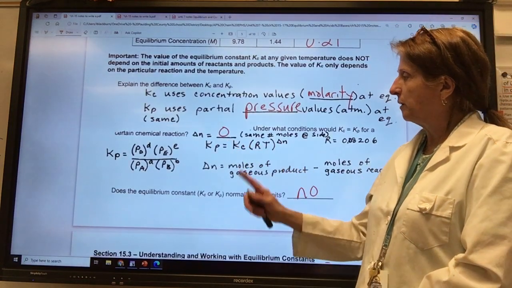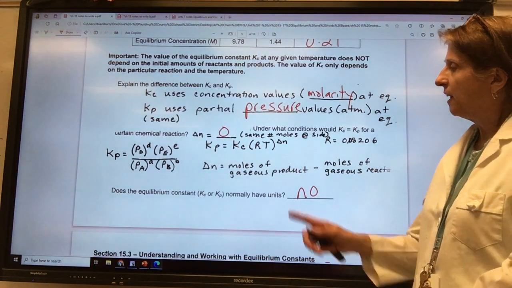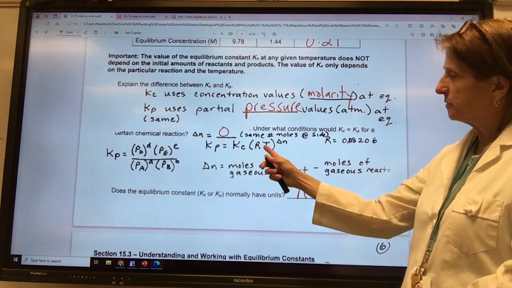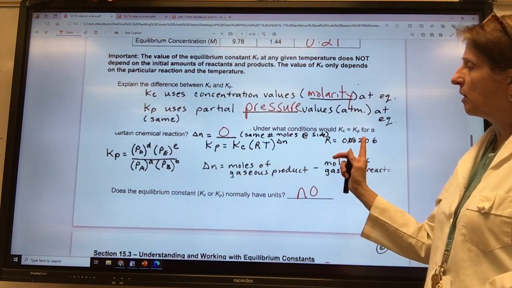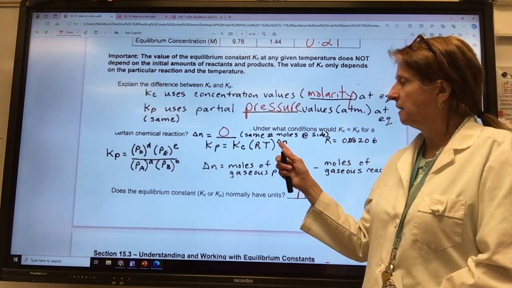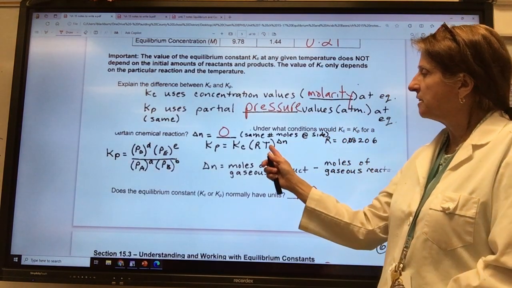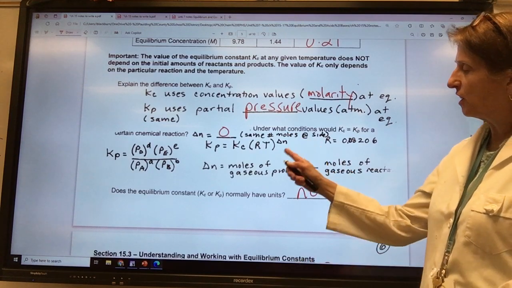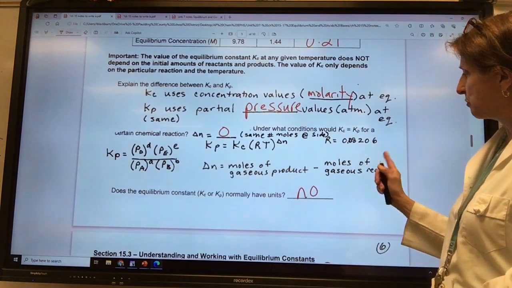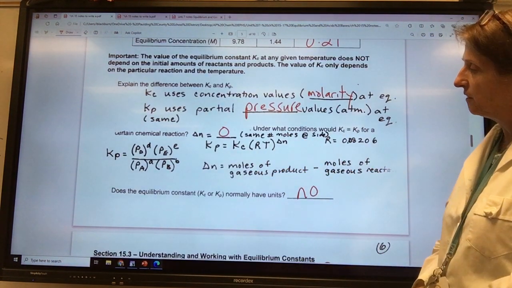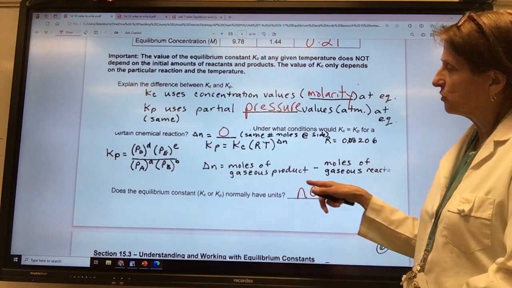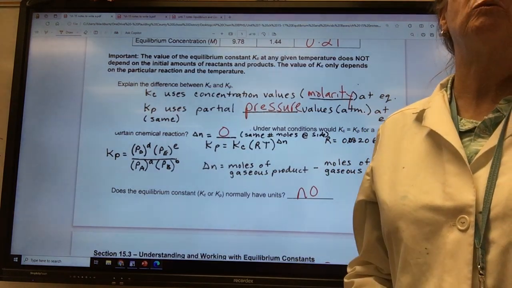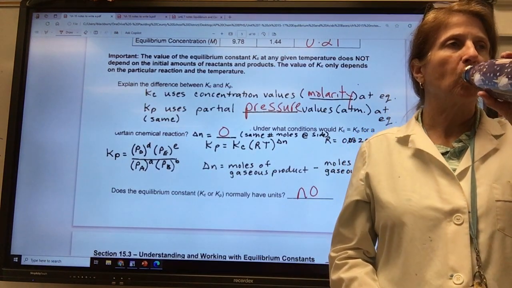You can solve one from the other with this equation. They're related. You can take the concentration times the constant R, same one we used in our gas laws, times the temperature times the change in number of moles. The change in number of moles is the moles of product minus moles of reactant. And do these things normally have units? No, which makes them a little bit easier. Another reason why this is a little bit easier.